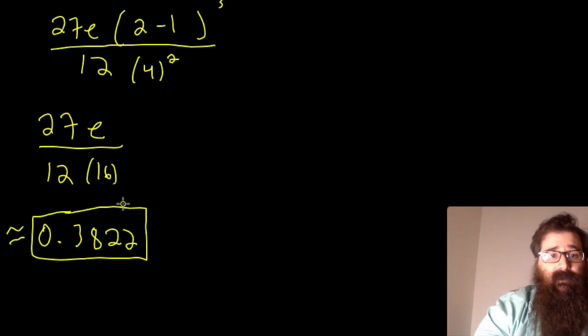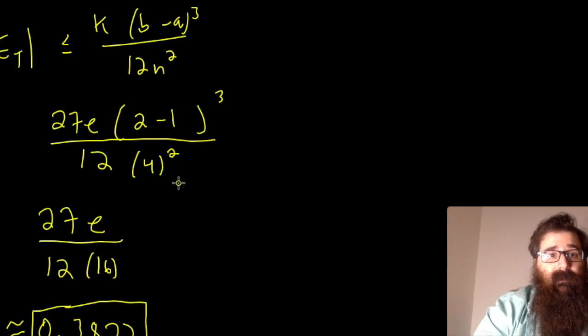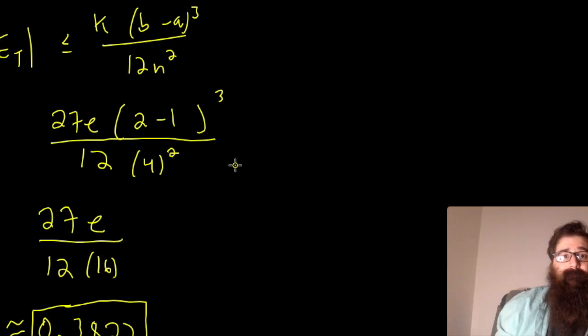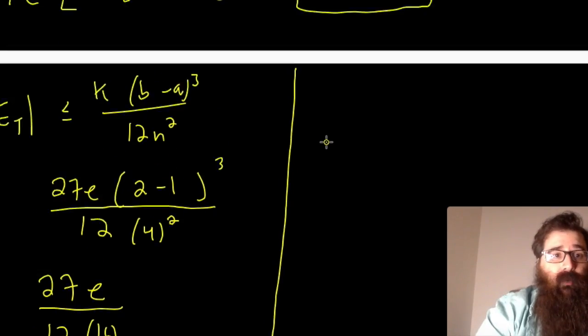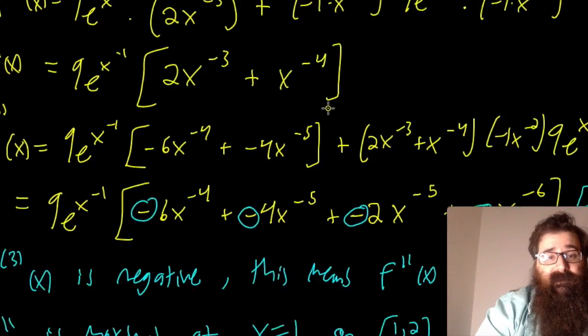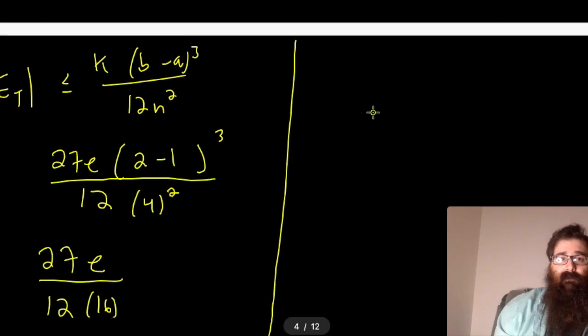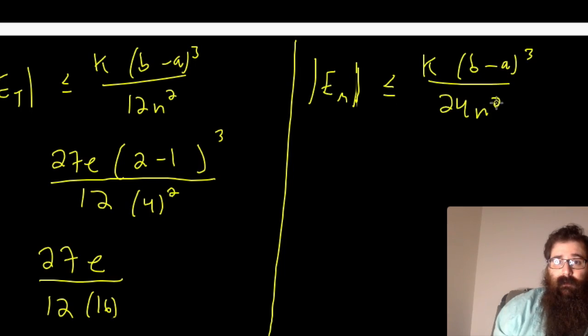So if I'm using trapezoidal rule and I want to know, how good is it? How bad could the approximation be? This is going to give me some insight into that. Let's take a look at, alternatively, the error associated with midpoint rule, which is very similar in its formula. The absolute value of the error associated with midpoint rule is less than or equal to k times b minus a quantity cubed over 24n squared.